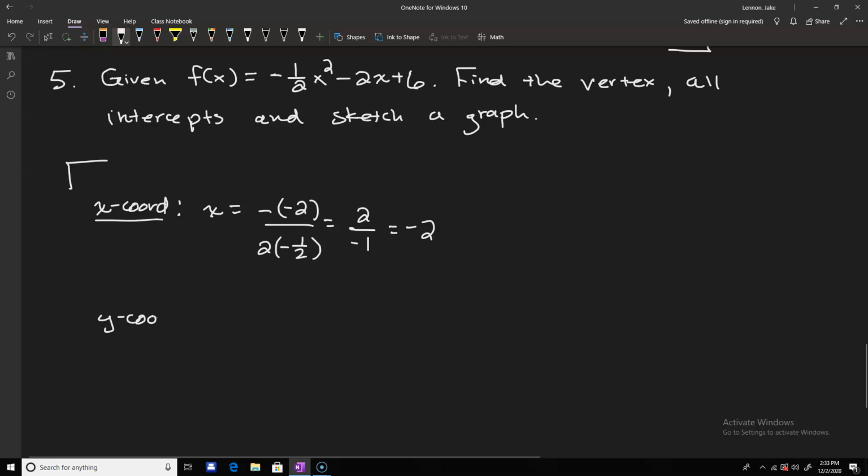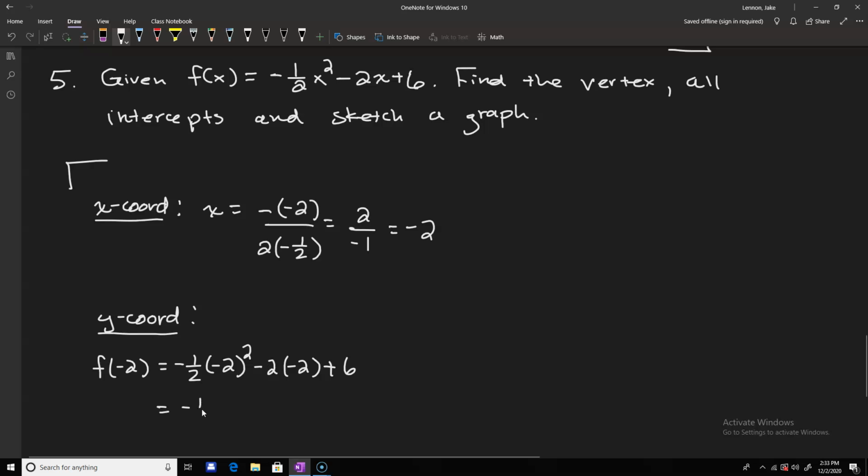To find the y coordinate, we just plug that x value into the function. So we're looking for f of negative 2, which is negative 1/2 times negative 2 squared minus 2 times negative 2 plus 6. As you can see, sometimes there can be quite a lot of negatives, so you really want to keep track of everything with parentheses and double check your work when you have this many negatives.